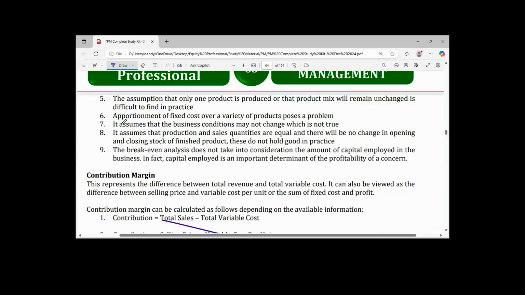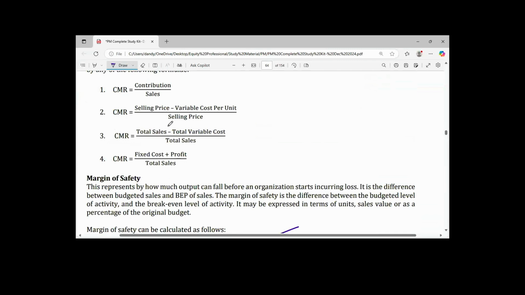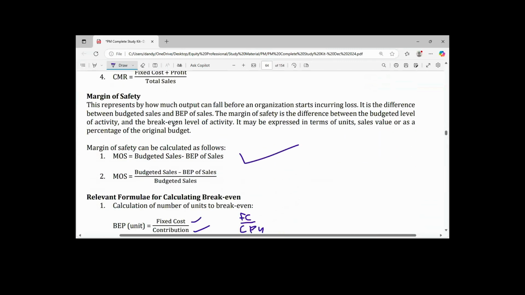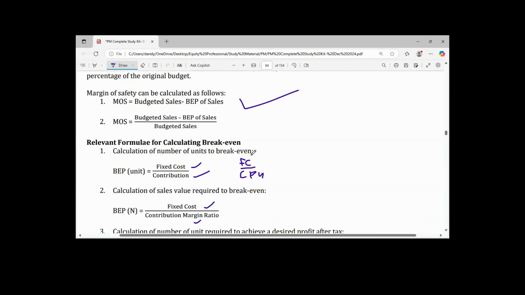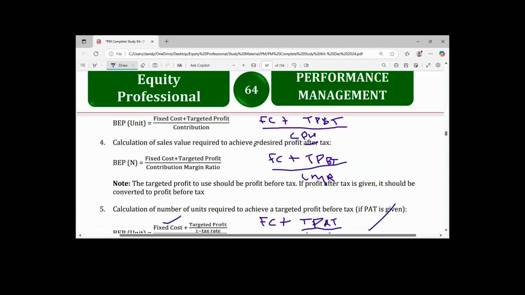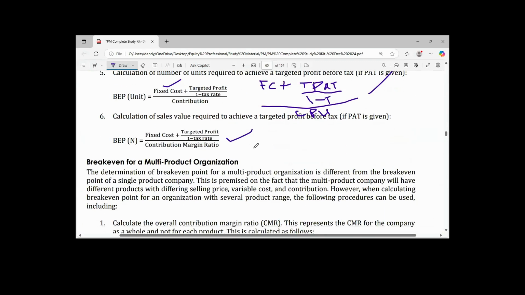Okay. All right then. So let's talk about multi-product break-even before we begin calculation. The calculation of break-even points for a multi-product organization, that is a company that produces more than one product, is different from the way the break-even point of a single product organization is computed. This is because different products will have different selling prices, different variable costs, and different contributions. So as a result, the following procedures can then be used to compute break-even points for any company that produces more than one product.